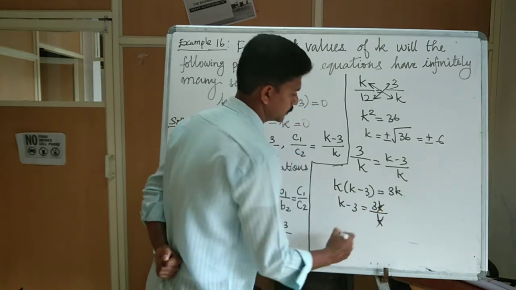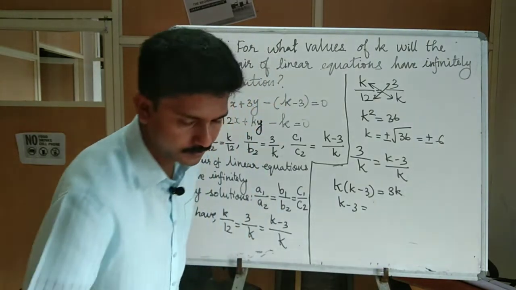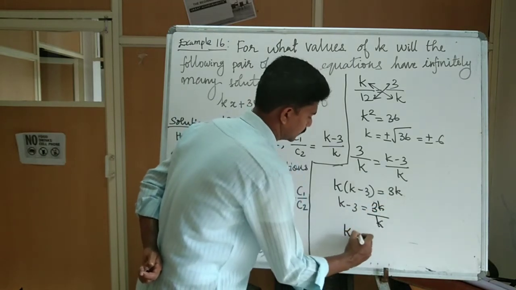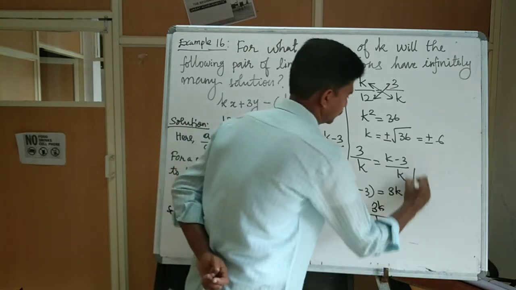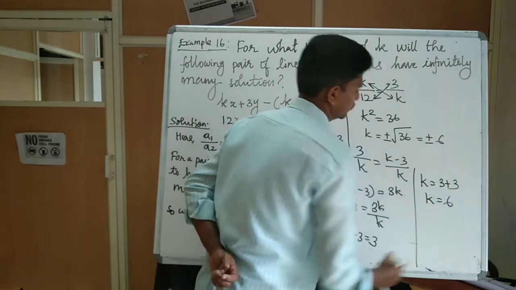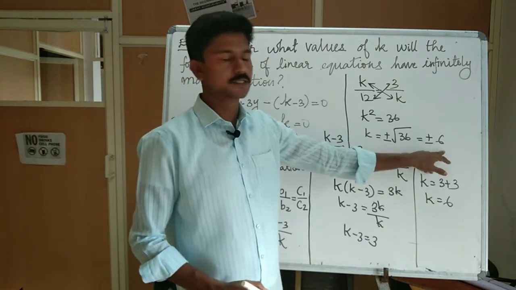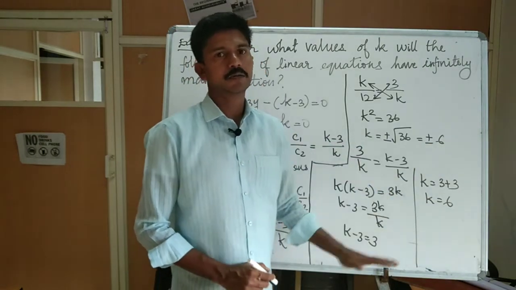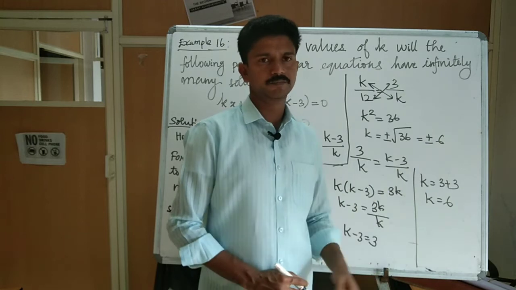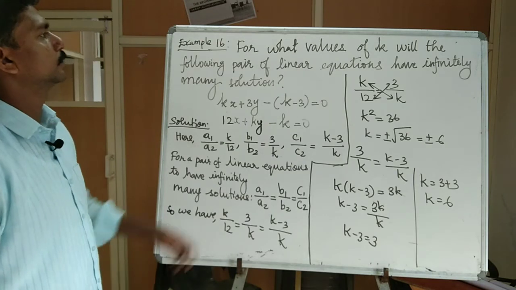k will cancel. So what will be remaining? 3k by k will be cancelled. So k minus 3 is equal to 3. Further if you write k is equal to 3 plus 3, k is equal to 6. So we got here plus 6 and minus 6. In this one we got only plus 6. So we can understand that in both cases we are getting plus 6. Okay, so the k value, find the value of k.